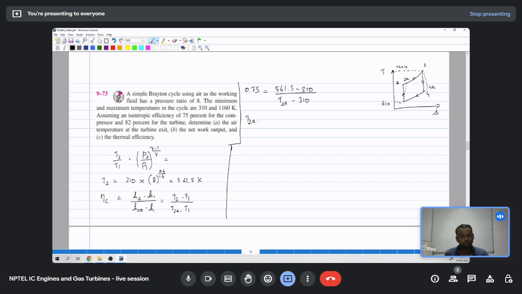So T2A will be 310 plus 561.5 minus 310 divided by 0.75. So this is 645.3 Kelvin. So this is the actual temperature at the outlet of the compressor.